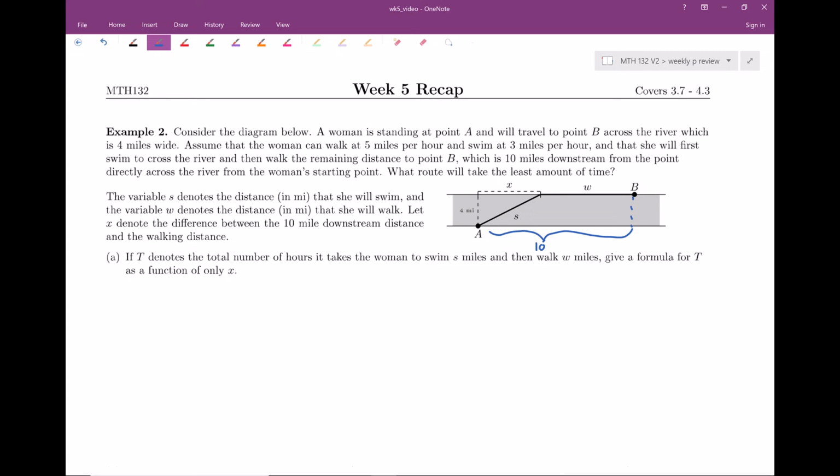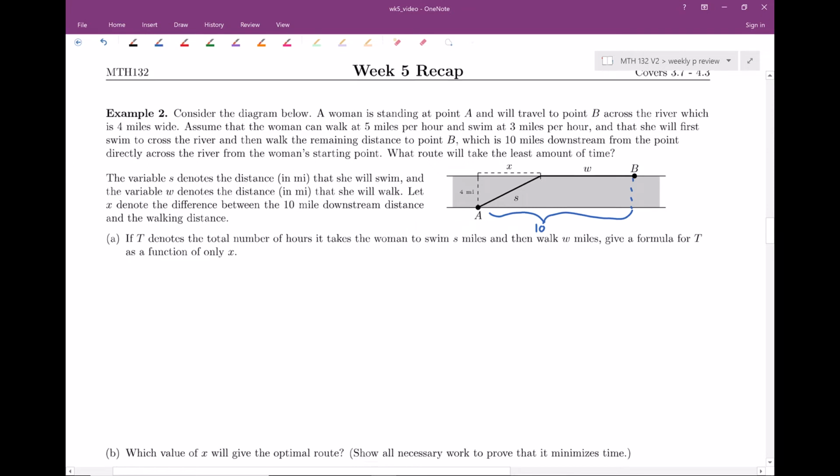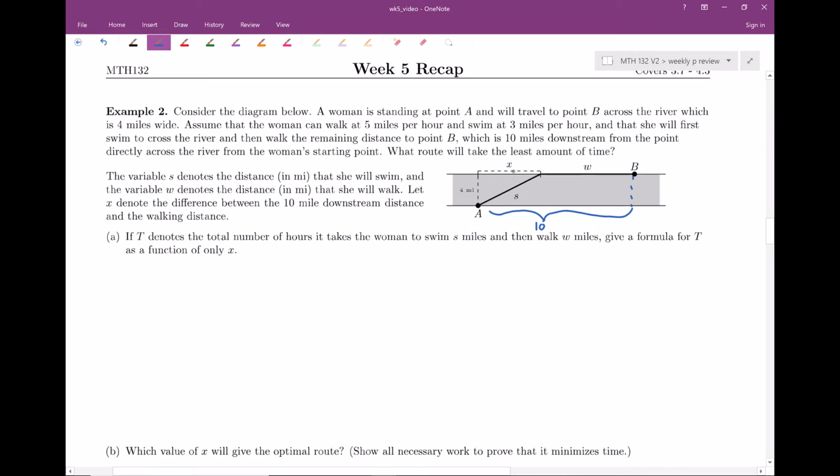So S is going to denote the variable in distance that she swims. W is going to denote the variable, the distance, that she will walk. And X is going to be the difference between the 10 miles downstream and the walking distance. All right, so a lot of things. Let's write down some equations. So first of all, X and W, if we add those together, those are going to give us 10. So X plus W is going to be equal to 10.